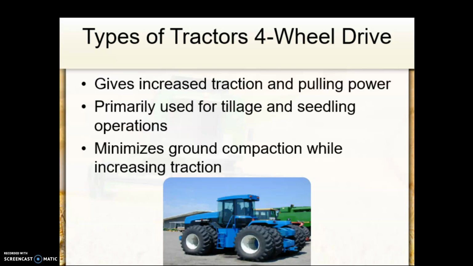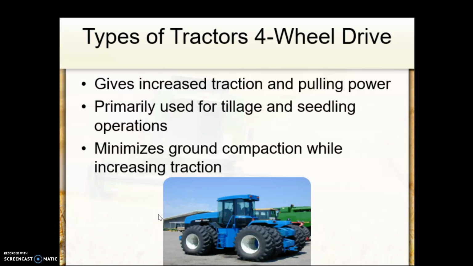The first type of tractor is a four-wheel drive tractor. We've all probably seen a tractor like this in the fields. Basically, they have power supplied to all four wheels, or I'm sorry, more than four wheels, but basically the front and the rear wheels. That four-wheel drive gives increased traction and pulling power. So we'll use tractors like this for tillage or seeding.